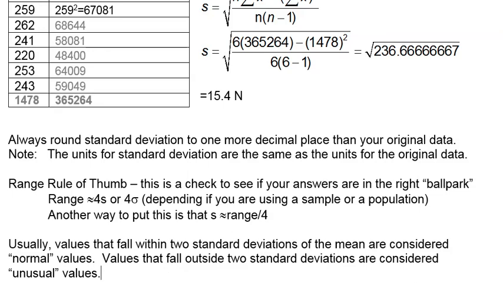Also, another thing to mention is that typical or usual or normal, lots of ways of saying this, values fall within 2 standard deviations of the mean. So if we take our mean and we add 2 standard deviations or subtract 2 standard deviations, we get most of the population. Things that fall outside of that are considered unusual.